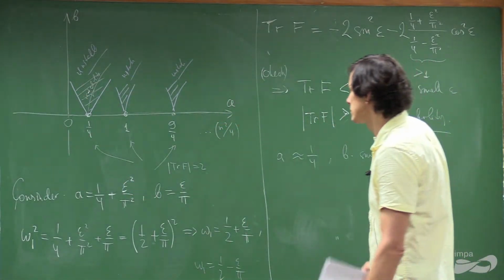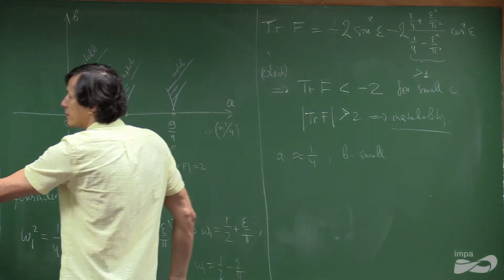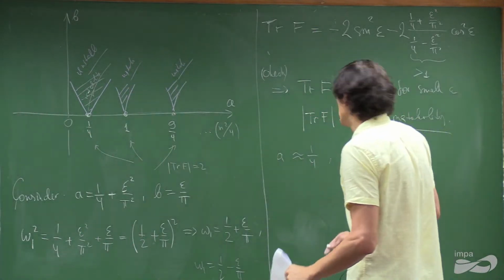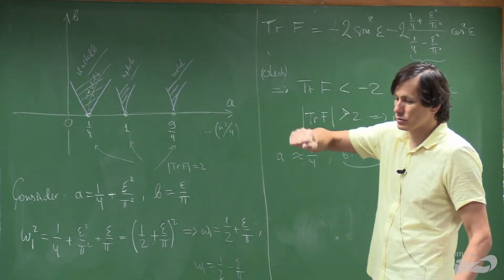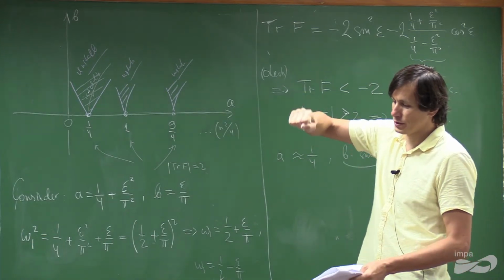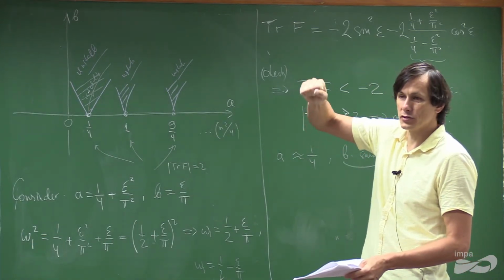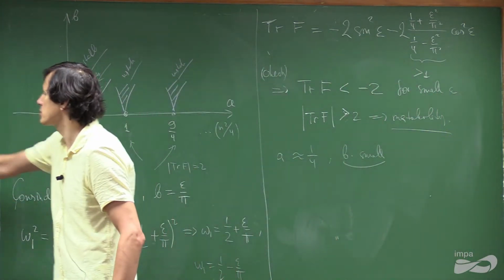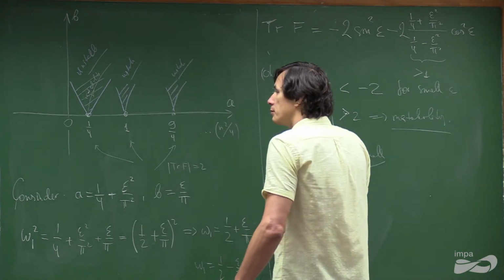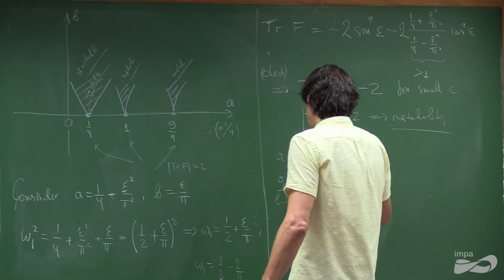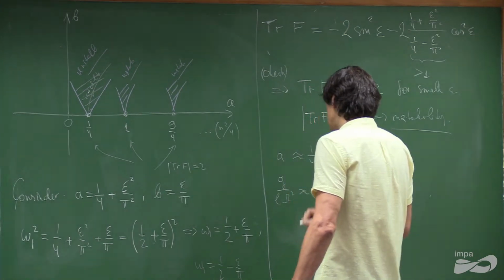But A and B have some specific formulas. A near one fourth, with B small, means that you can destabilize the pendulum with a small amplitude vibration of the support. But what is A equal to one fourth? A is this expression, so it means that g over L omega squared is approximately one fourth.